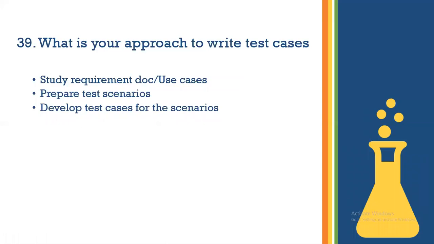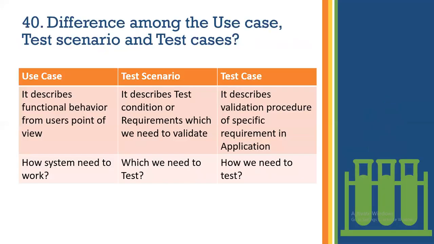Then, what is your approach to write test cases? Whenever you want to write test cases, first the tester should know about the application functionalities. For that purpose, we have to study the requirement documents or the use case document. The use case is optional. Then prepare test scenarios. Based on the scenarios, we develop the test cases for those scenarios. This is the approach generally we follow to write test cases. You have to say it like this.